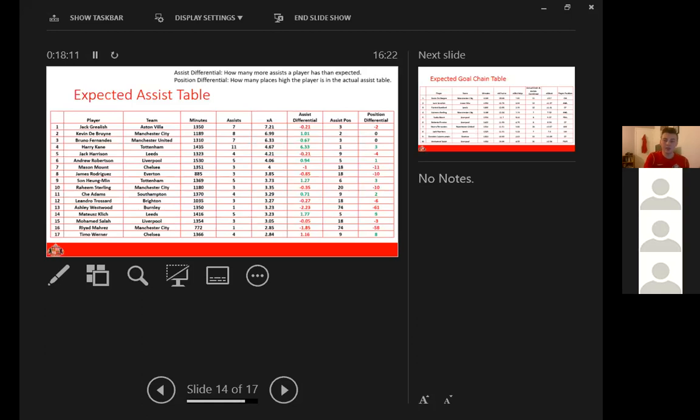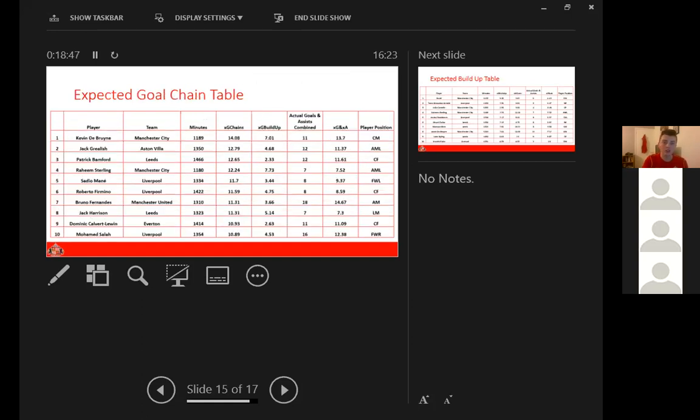Now the expected assist table, which shows again big discrepancies. You can see that Jack Grealish has actually created the best quality chances, followed by De Bruyne and then Fernandes, which you would expect. But also, if you have a little look at Trossard from Brighton, they are massively underperforming their expected goals, but it's shown that they're still creating decent chances. So though he's not overperforming massively, they are creating good chances that maybe aren't being finished. And same with Burnley, look at Westwood.